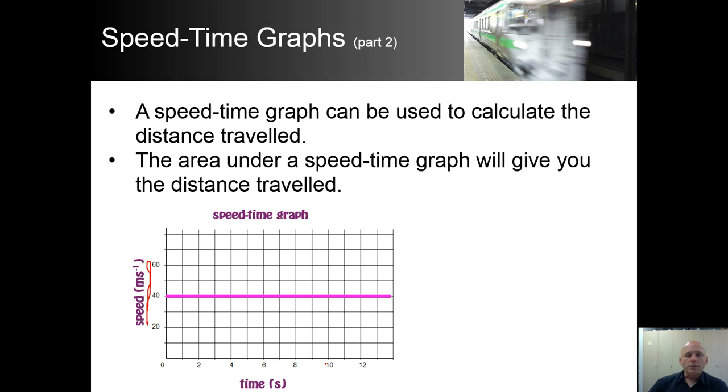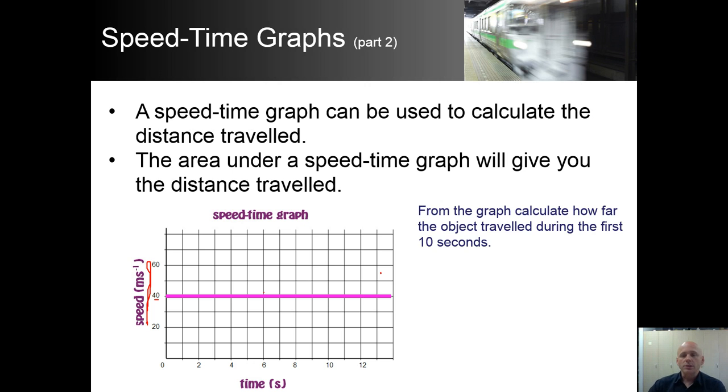If we put a horizontal line on here, you can see the speed is 40 meters per second and it stays constant. It's a constant speed, so there's no acceleration. But you can calculate the distance it travels at that constant speed. So from the graph, calculate how far the object traveled during the first 10 seconds. So basically we want to determine how far the object has traveled up to 10 seconds.